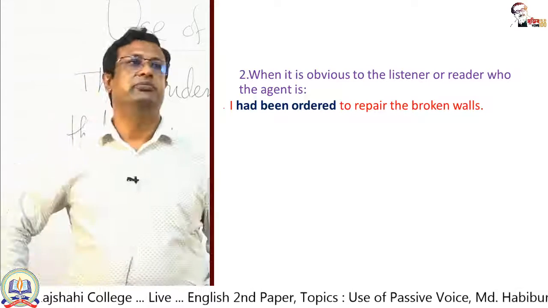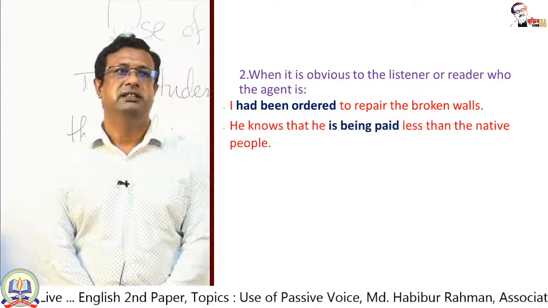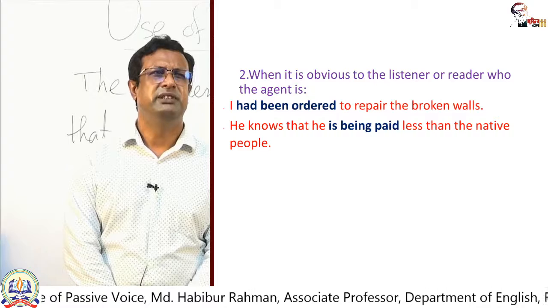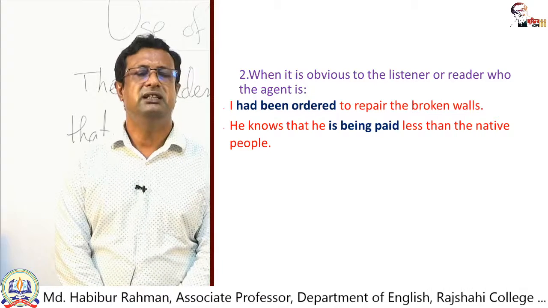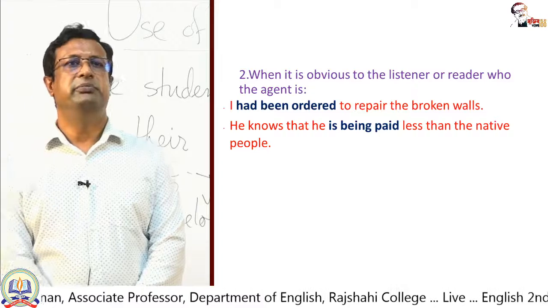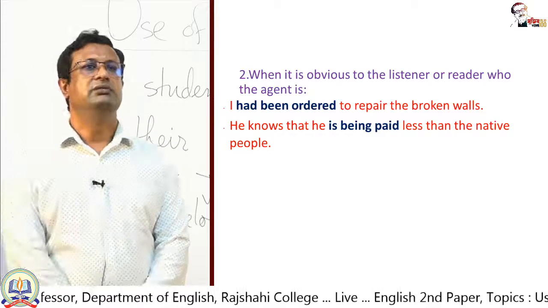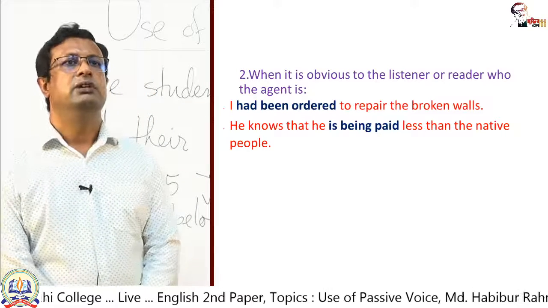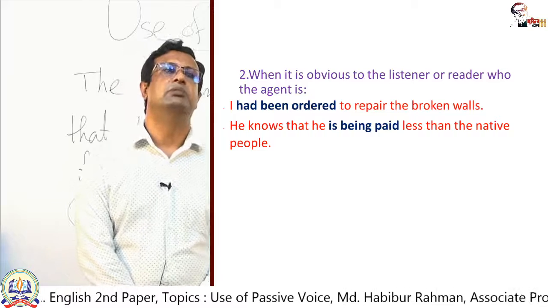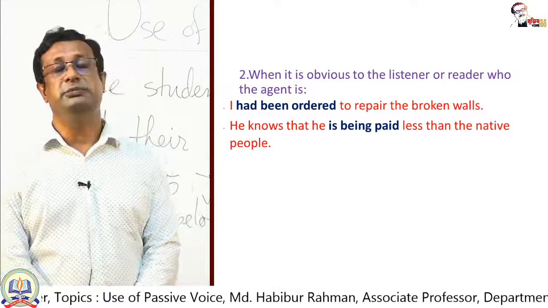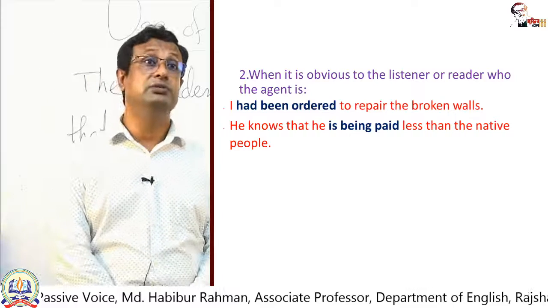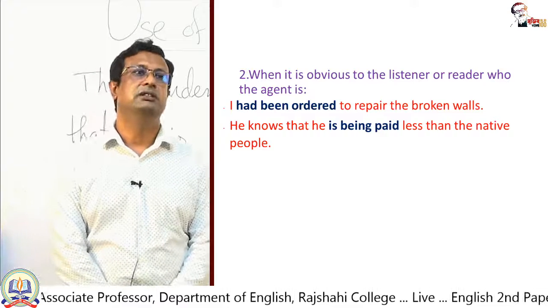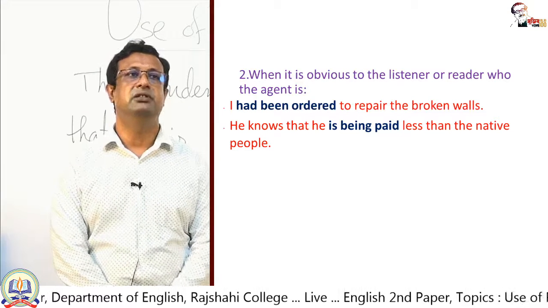Another sentence, you see, he knows that he is being paid less than the native people. He knows that he is being paid. This is present tense, firstly in active voice, and secondly in the subordinate clause, that he is being paid less than the native people. You see, this is present continuous tense in passive voice. He is being paid less by whom? We know this, the speaker knows this, and the speaker thinks that the person whom he is speaking to must know the identity of the person. So, intentionally he does not mention the name of the agent because he is quite obvious.